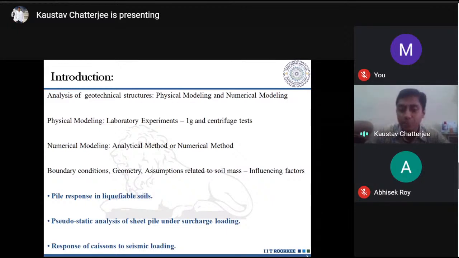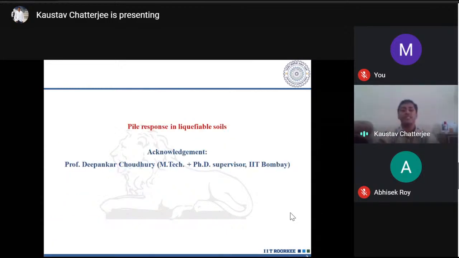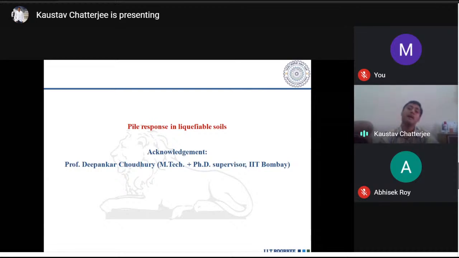Now, in this particular lecture, I am going to throw light on three different topics: pile response in liquefiable soils, pseudostatic analysis of sheet pile under surcharge loading, and response of caissons or well foundations to seismic loadings. For all of these cases, I have gone through the numerical model, to show how numerical modeling is helpful in assessing these three types of problems. Now I go to the first topic, that is pile response in liquefiable soils. My acknowledgement goes to my MTech plus PhD supervisor, Professor Dipankar Choudhury from IIT Roorkee.